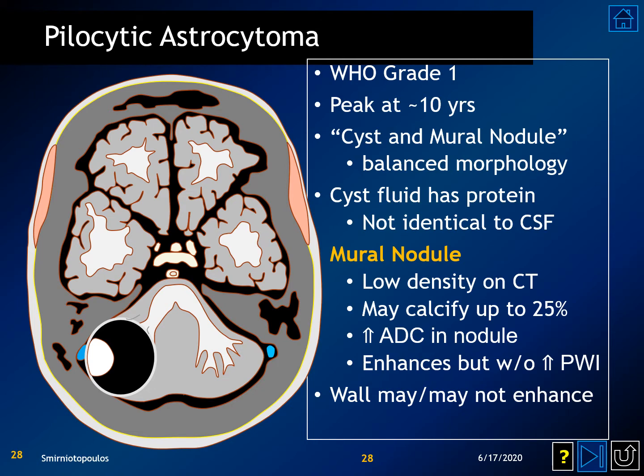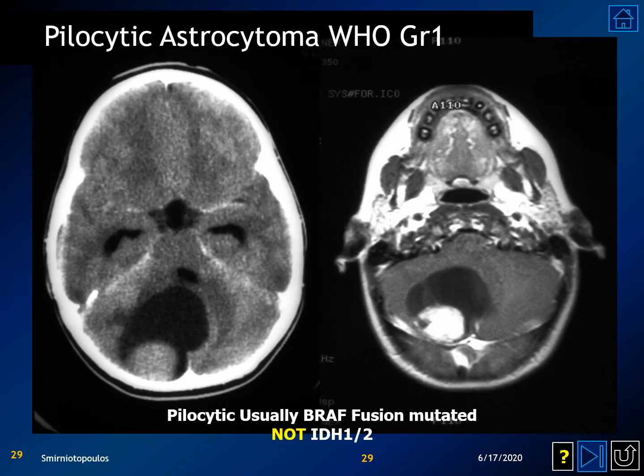A prototypic pilocytic astrocytoma will be a solitary cerebellar mass. The typical age peak is at about 10 years. The mural nodule may have low attenuation on CT and calcify in up to a quarter of cases. The nodule itself will have increased diffusion and it enhances, but typically without significant increase in perfusion. The wall around the fluid-filled space may or may not show contrast enhancement, but it's easier to recognize when we have the classic cyst and mural nodule appearance.